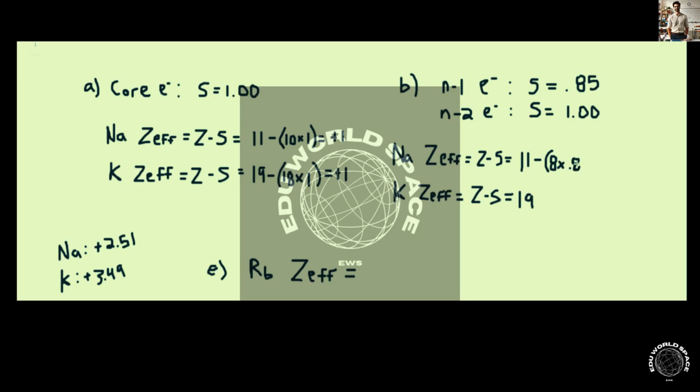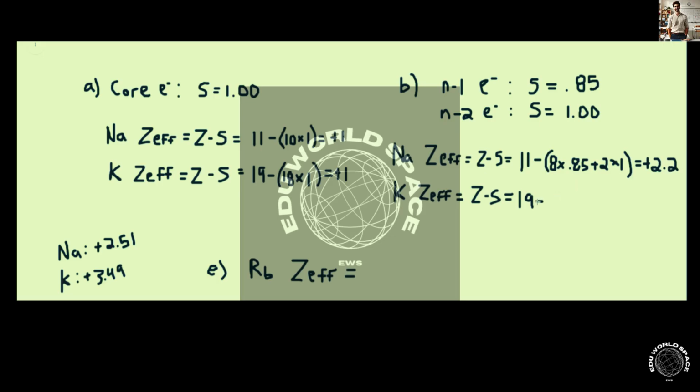0.85 plus there are 2 electrons in the n-2 shell. So 8 electrons in the n-1 and 2 electrons in the n-2. So this gives us positive 2.2.